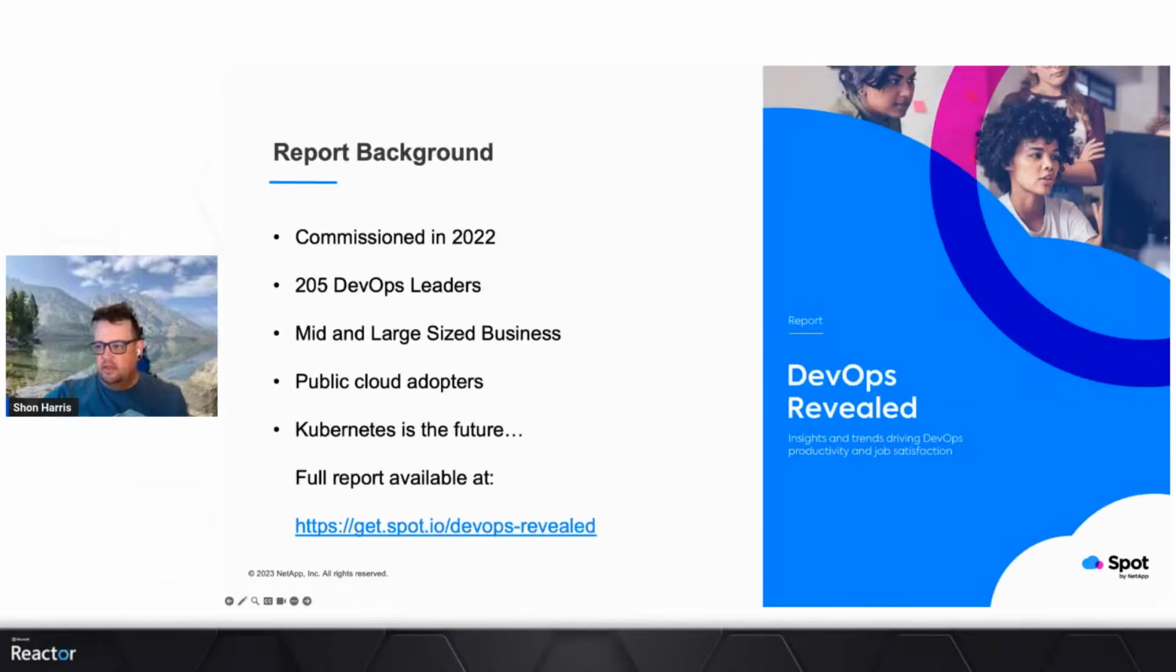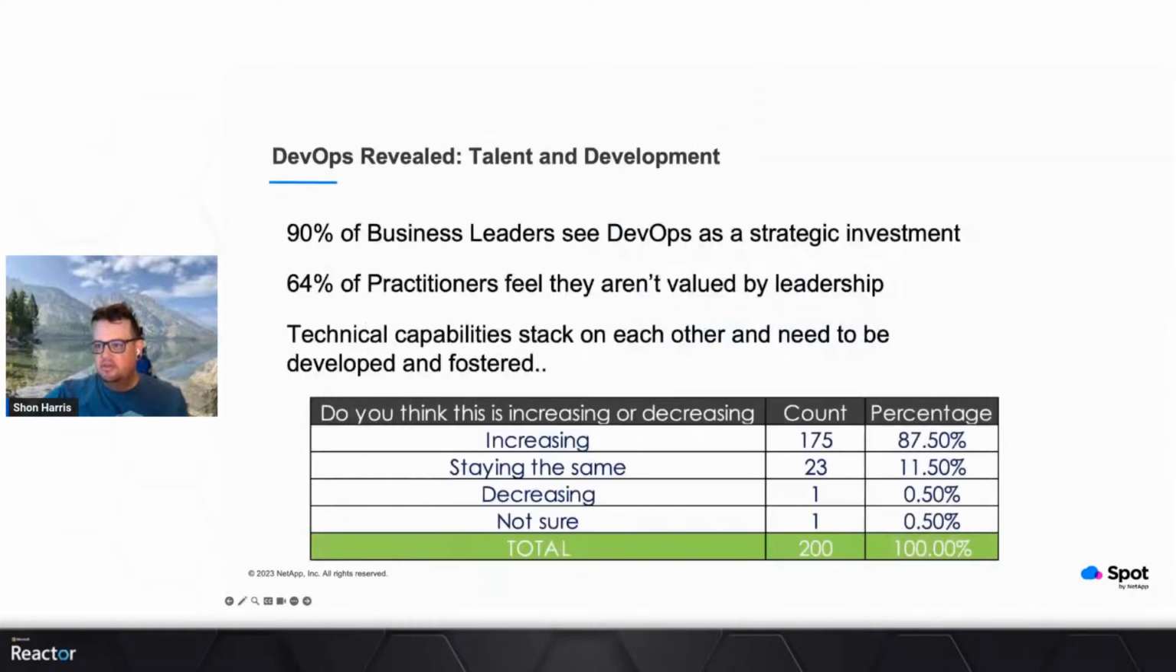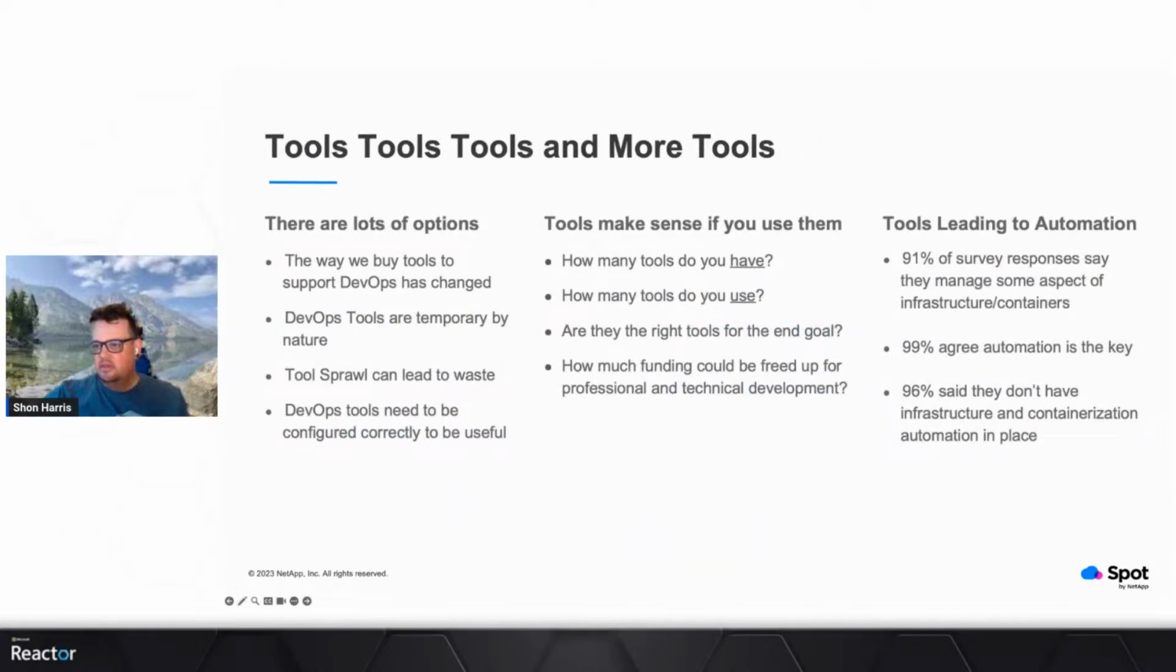So if we go back here, because everything got thrown around. There are lots of tools. The way we buy tools to support how DevOps or how our operations works has changed. They're temporary by nature, which means it's easy. It's not an enterprise software procurement anymore. It's put it on your credit card, try it out, see if it works, and go. If it doesn't, we cancel it and we move on. But a lot of tools are forgotten about, and it leads to waste. And they need to be configured correctly to be useful.